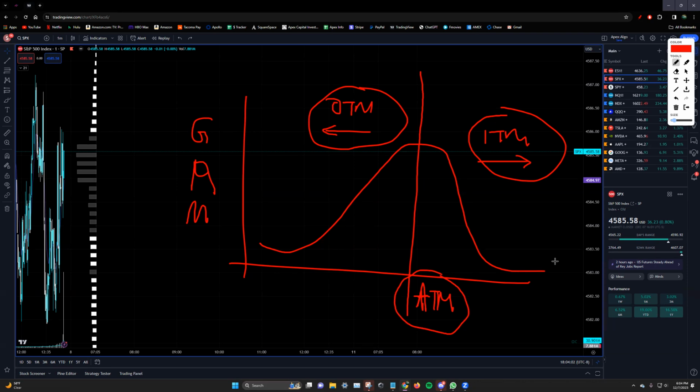With that being said, this can explain why gamma is not always considered a magnet. As we said in Monday's class, gamma is more so going to be your support and resistance for the day. Gamma will not always be a magnet. It can be under certain circumstances, and we'll talk about that, but it's not always the magnet, and the reason for that is the hedging activity.